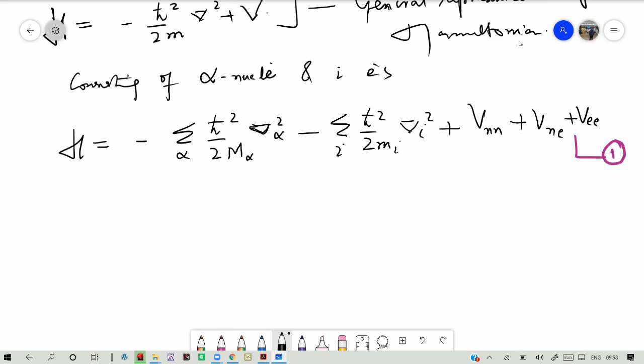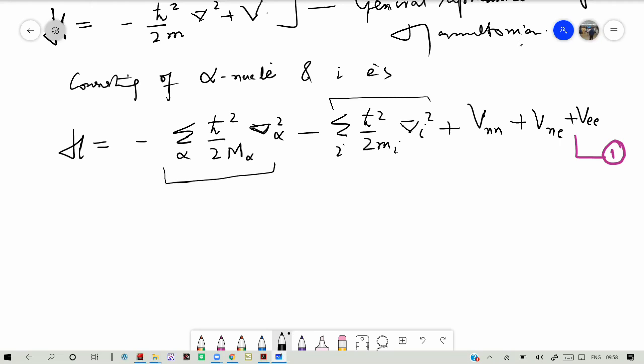Now, this is a kinetic energy term operator for all the nuclei with masses m1, m2, m3, m4, m5 up to m alpha. This represents the kinetic energy term for all electrons: first electron, second electron, third, fourth, fifth. How many electrons are there? Let this be I electrons. So I electrons.